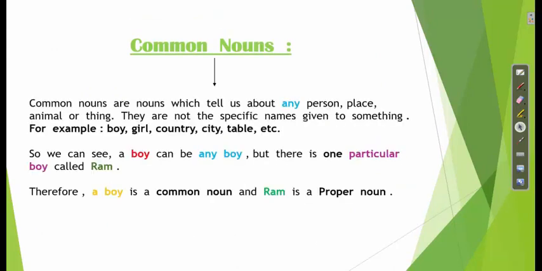Common nouns are nouns which tell us about any person, place, animal, or thing. They are not the specific names given to something. For example, boy, girl, country, city, table, etc. So we can see a boy can be any boy, but there is one particular boy called Ram. Therefore, a boy is a common noun and Ram is a proper noun.